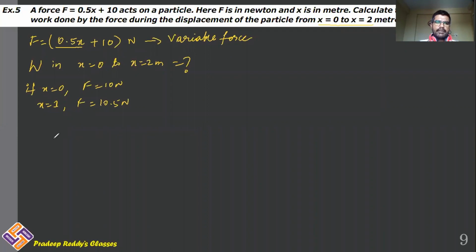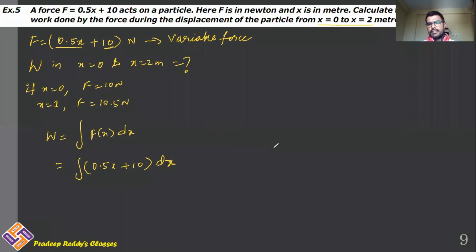So when we want to calculate work done, you can write work done W is equal to the integration of F of x dx because this is a variable force. What is F of x? F of x is this variable force. Here you just take the total force: 0.5x plus 10 into dx. Unlike in the previous problem, where we took only the x directional component, here for that x component, 10 is a constant which is already added to that. Therefore, the whole force you need to take is 0.5x plus 10.